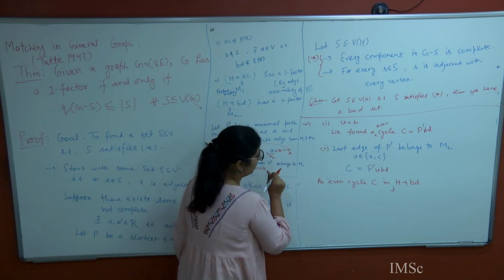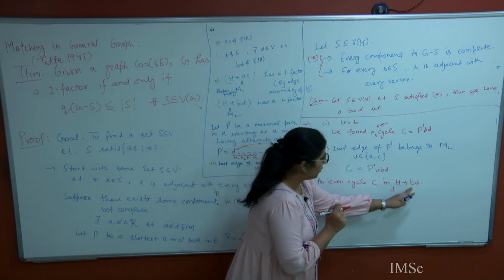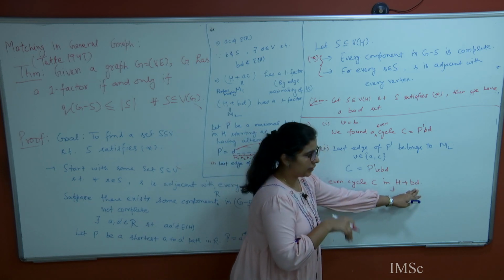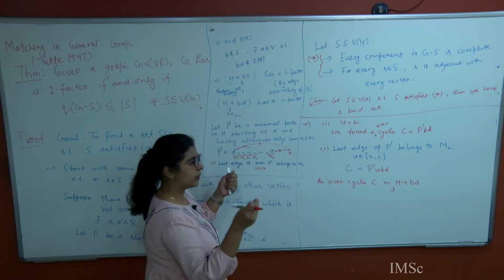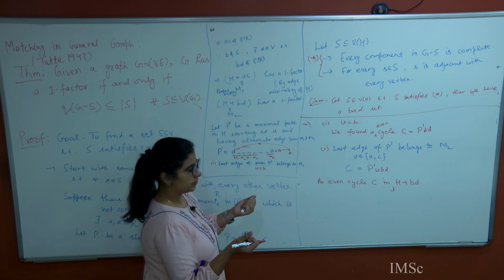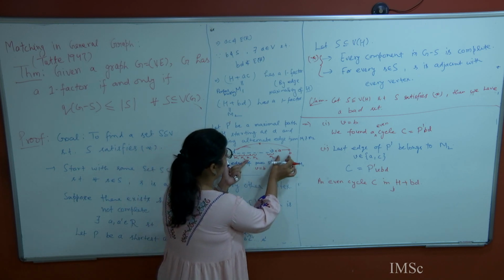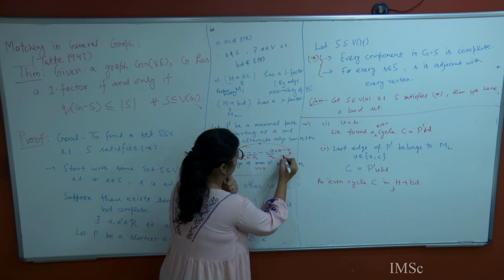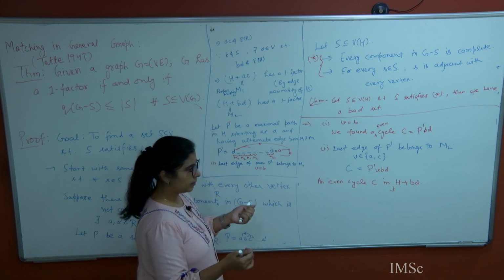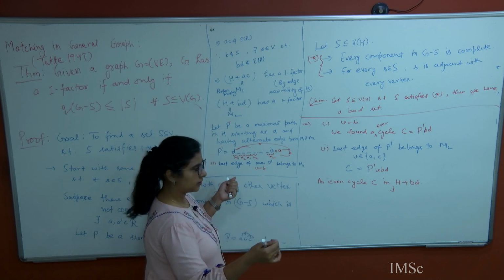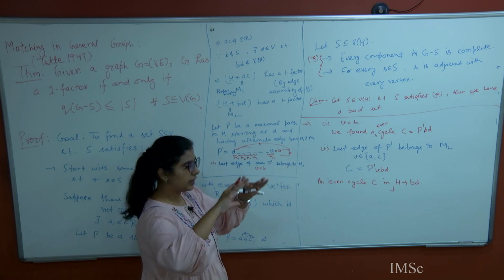So in H plus BD we have this even cycle. Now if from this cycle I remove BD, then can I saturate every vertex with M1? That is what I am asking. So, in this case, if I include this edge in M1, then I will be able to saturate everything in this path, and outside this path M1 is already saturating everyone.